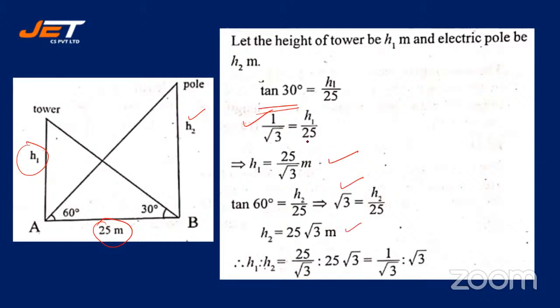So now you take the ratio as 25 by root 3 is to 25 into root 3. All right. So with this, by taking LCM, you can say the answer is 1 by root 3 is to root 3. All right. Yes, excellent to those who gave me the right answer.